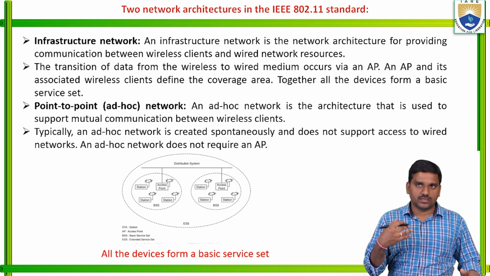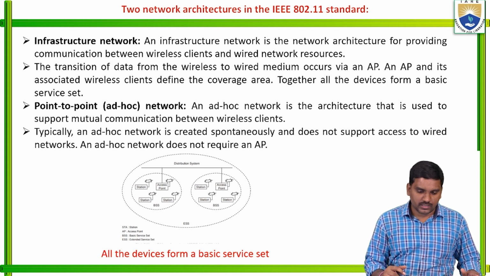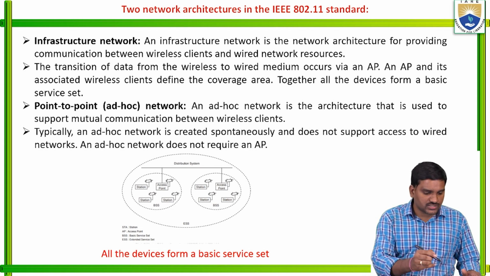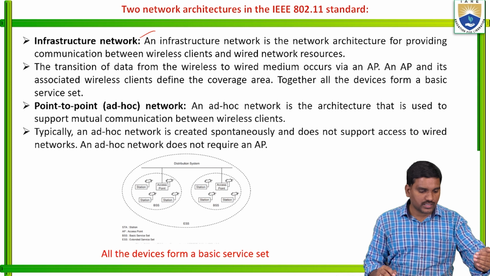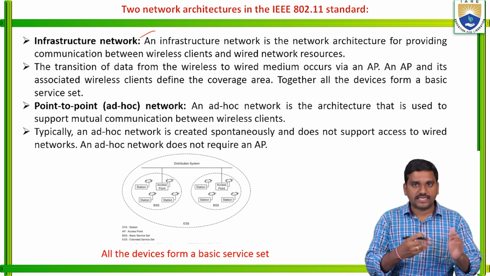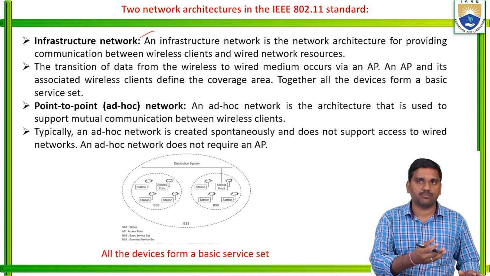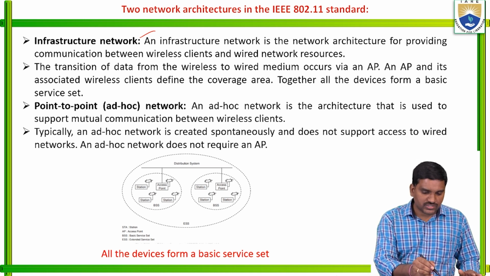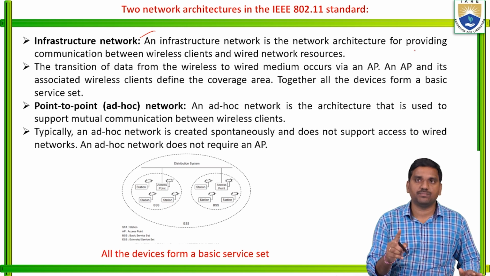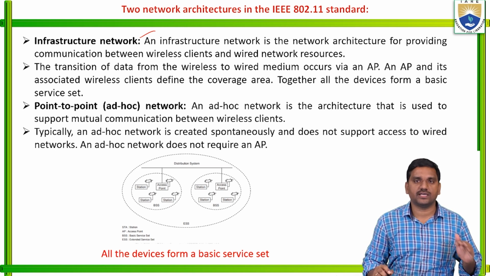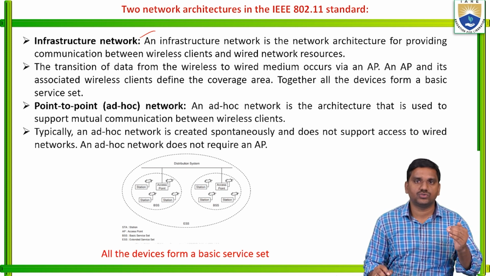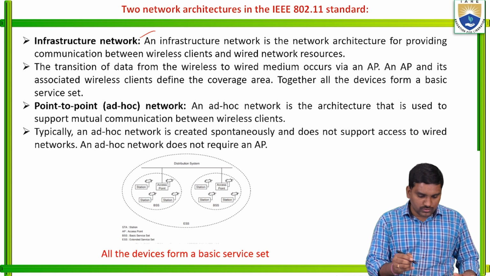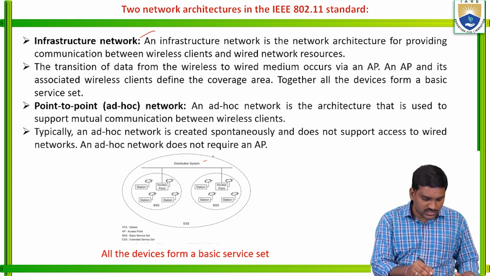Next, move on to the two network architectures in the 802.11 standard: the infrastructure network and the point-to-point ad hoc network. We already know the terminology. Here are the complete details. The infrastructure network is the network architecture for providing communication between the wireless clients and network-wide resources. But the point-to-point ad hoc network is the architecture that is used to support mutual communication between the wireless clients. If you see the diagram, this is the distributed system.